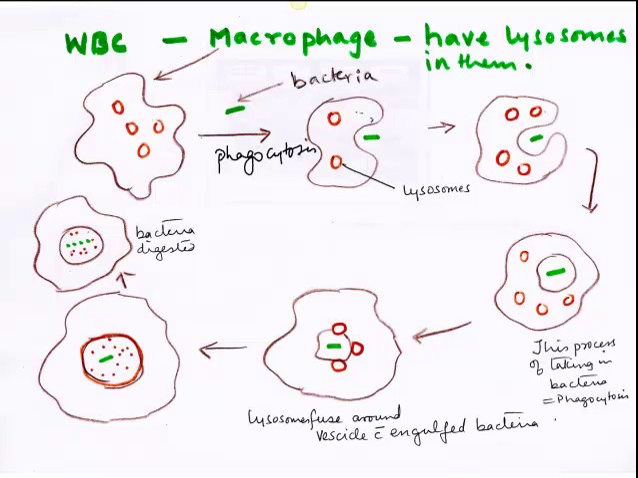Okay, it ingests and takes it in. It is inside a vesicle. All of these come together. The membrane between the two dissolves and it becomes a bigger circle with all the enzymes being released to break down the bacteria and digest it completely. Okay.